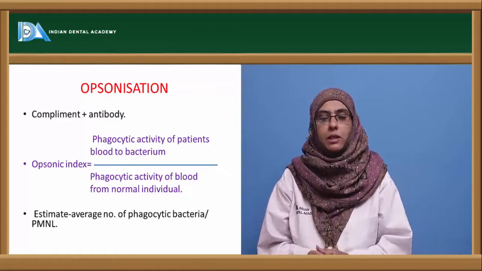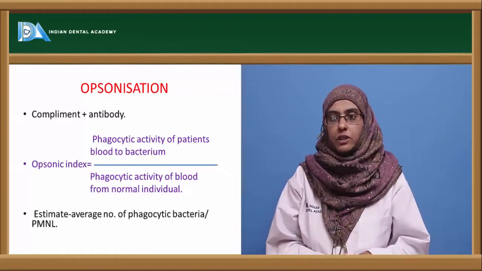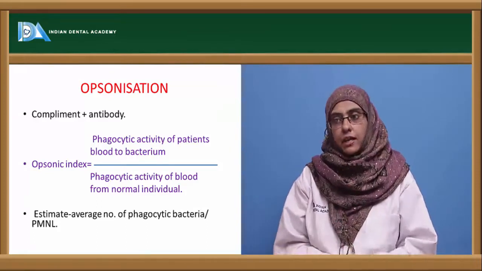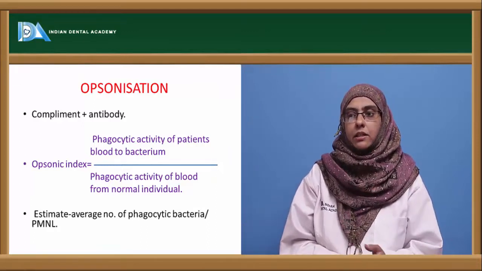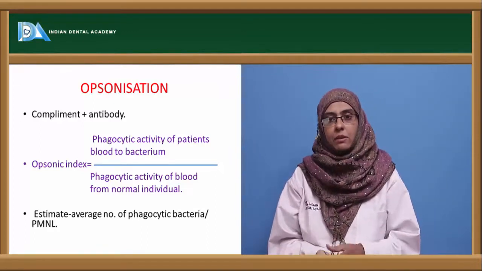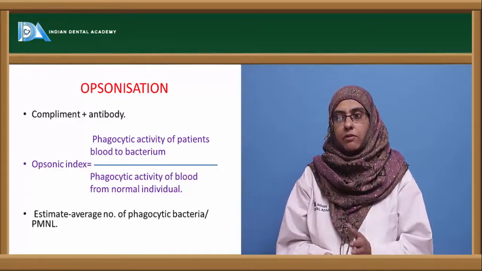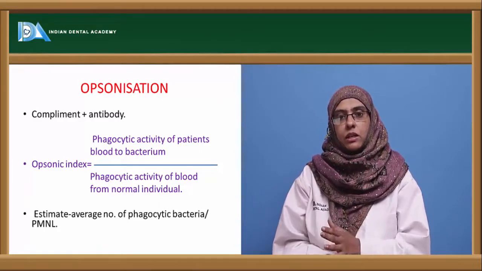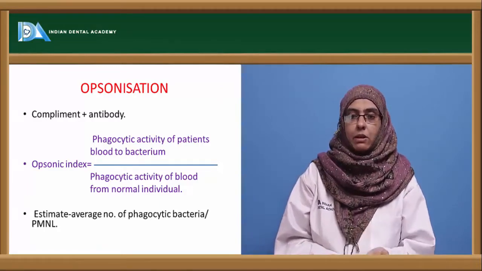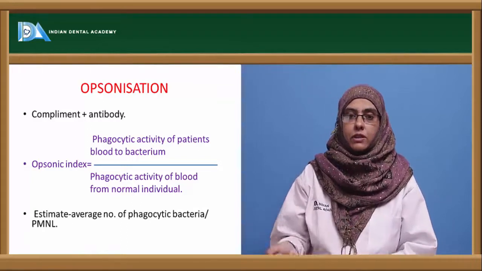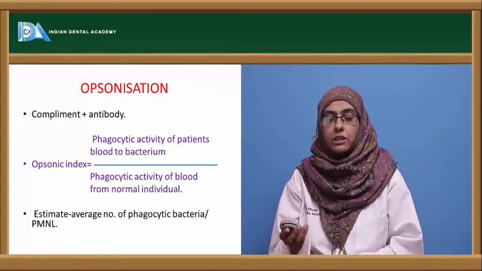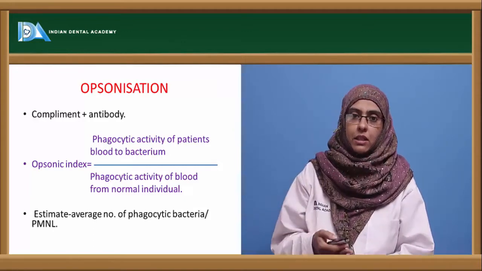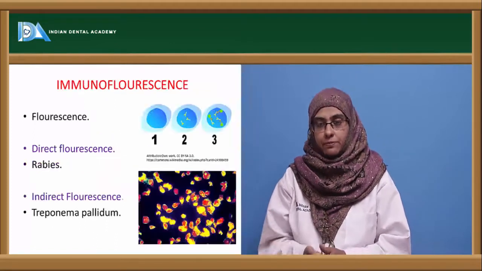So here it can be expressed in the form of an opsonic index, which indicates the phagocytic activity of the patient's blood to the bacterium relative to the phagocytic activity of the blood from a normal individual. And this can be estimated by the average number of phagocytosed bacteria per polymorphonuclear leukocyte in the patient, to the ratio of that in the normal. So this helps to know the resistance of the human body towards the antigen during the course of an infection.